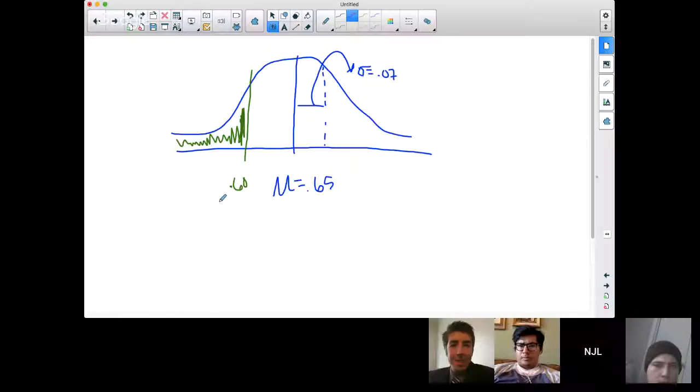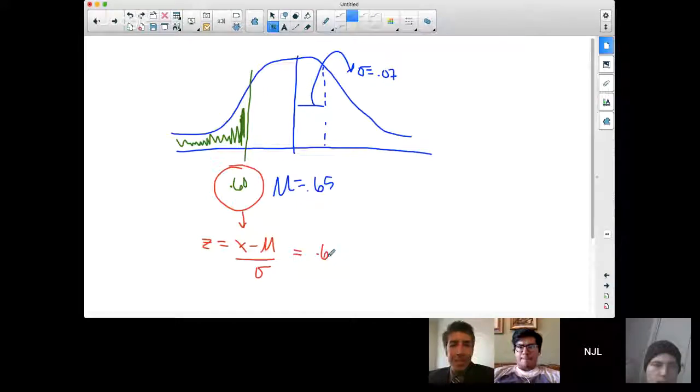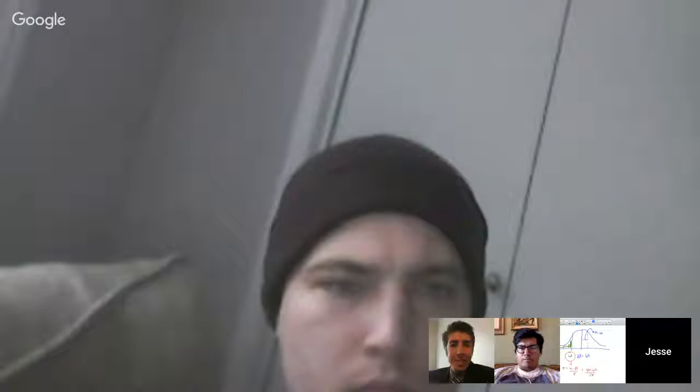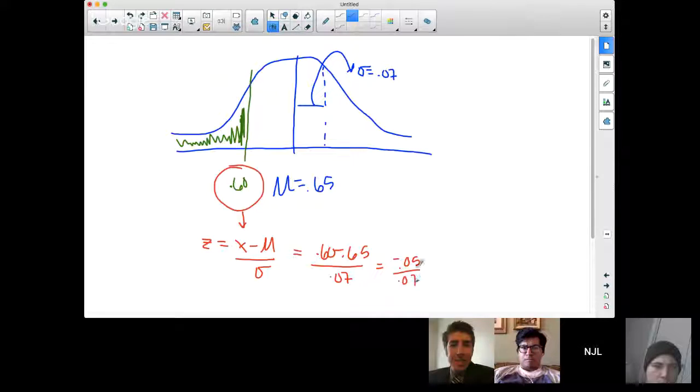So my thought is, okay, but I can use that normal probability applet if I can take this value and turn it into a z-score. So I'm just going to take the formula for z-score: data point minus the mean divided by the standard deviation. So negative 0.05 divided by 0.07. You with me? Yeah, I'm there.